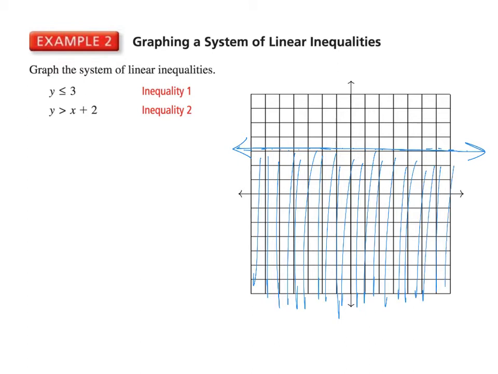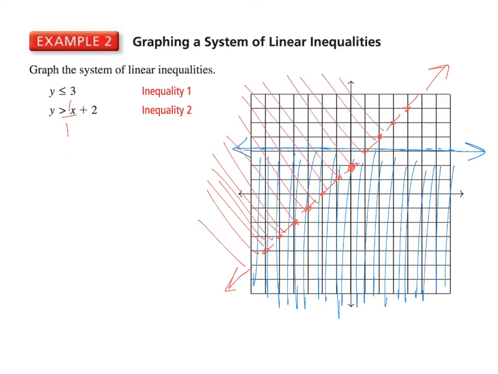All right, let's go on to the second equation. Slope is 1 over 2. I start at 2. I go up 1, right 2, up 1, right 2, down 1, back 2. All right, and it's greater than. Nothing about equals. So it's a dashed line then, because there's no equal sign. And I'm going to shade above.